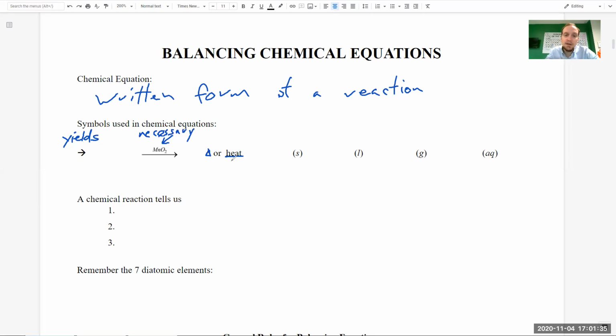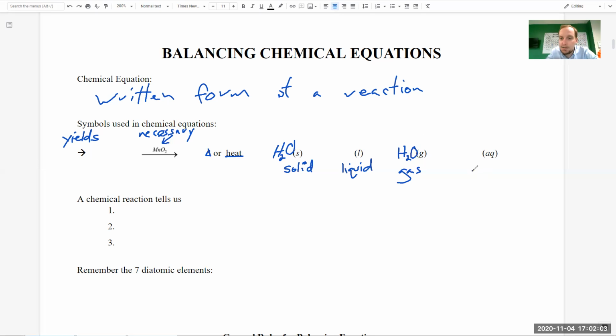The next one, an italic s, stands for solid. So if I had H2O with an italicized s in parentheses after, that would basically be ice, the solid form of water. Here we have liquid. Gas. So of course, if I had H2O with a g, that means it'd be water vapor.